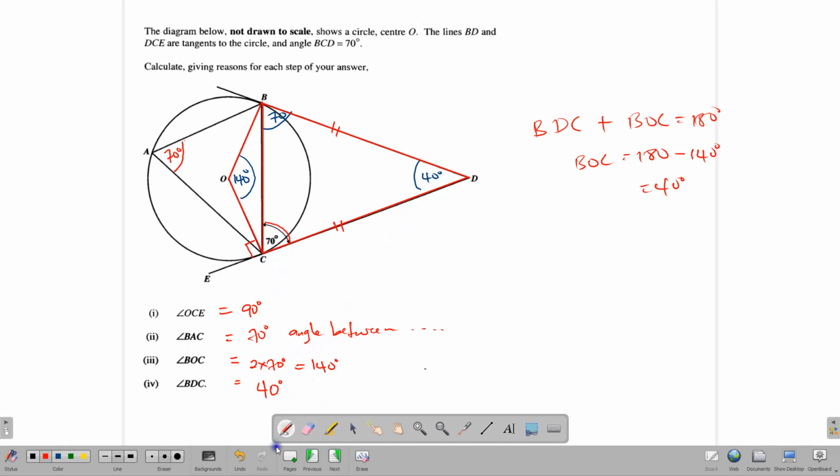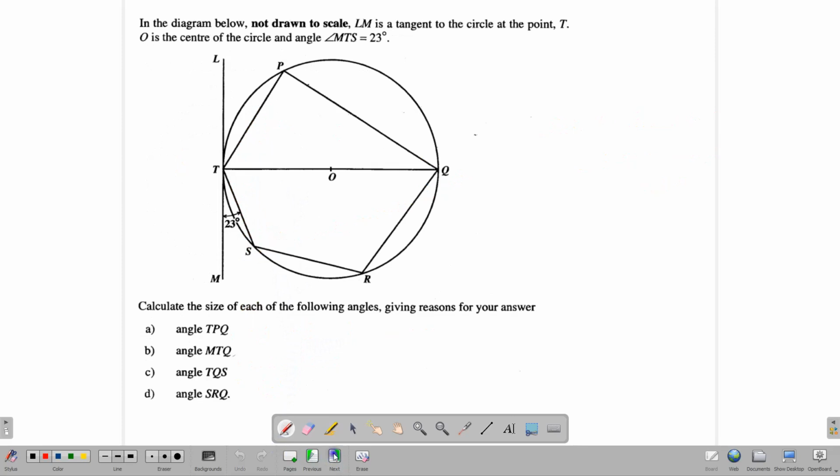Let's look at another question. Here we have a nice compound shape, and we have a triangle at this side of the diameter. We have a cyclic quadrilateral, 1, 2, 3, 4. So we have a cyclic quadrilateral on this side of the diameter. So lots of things there.